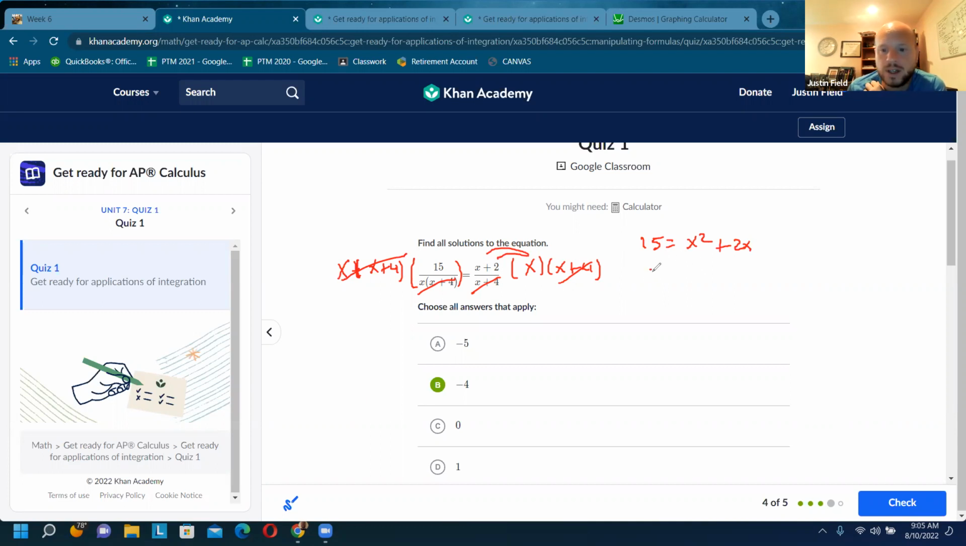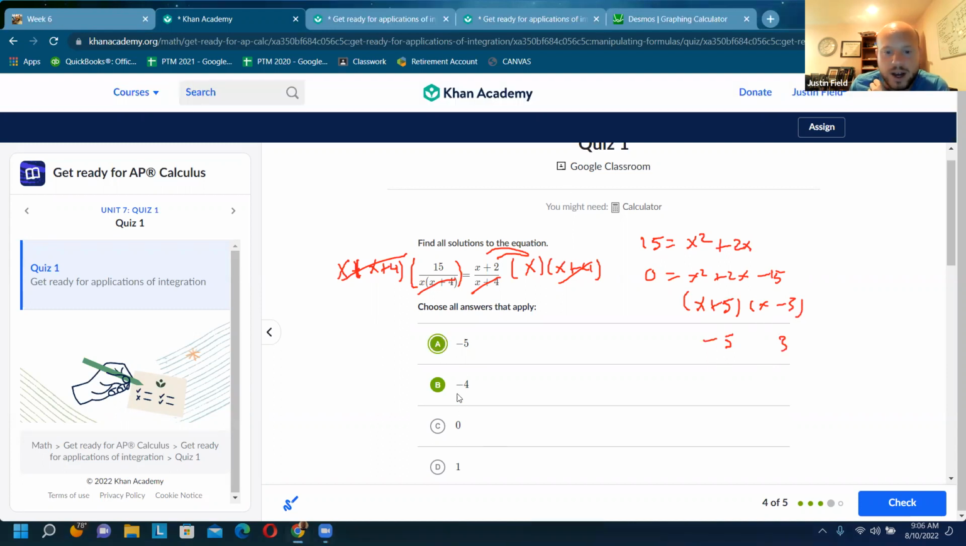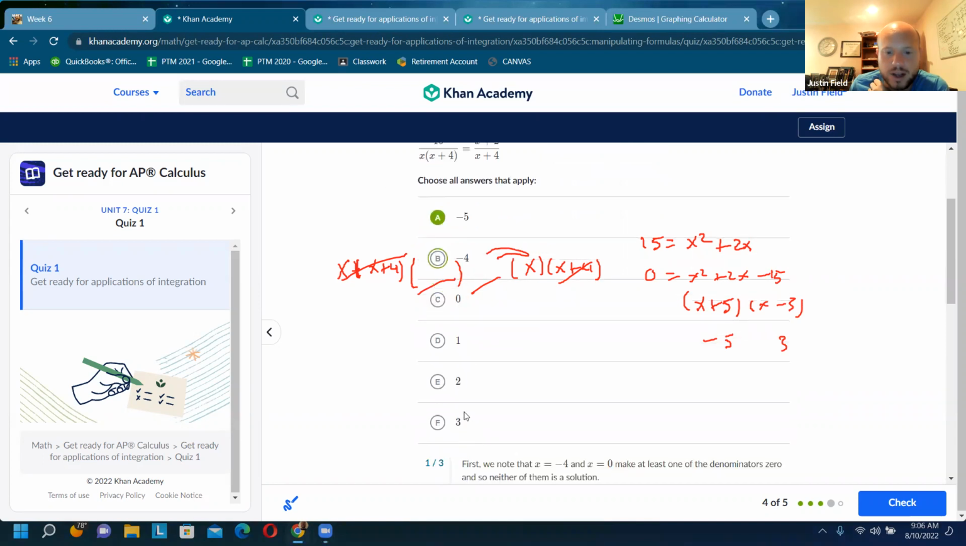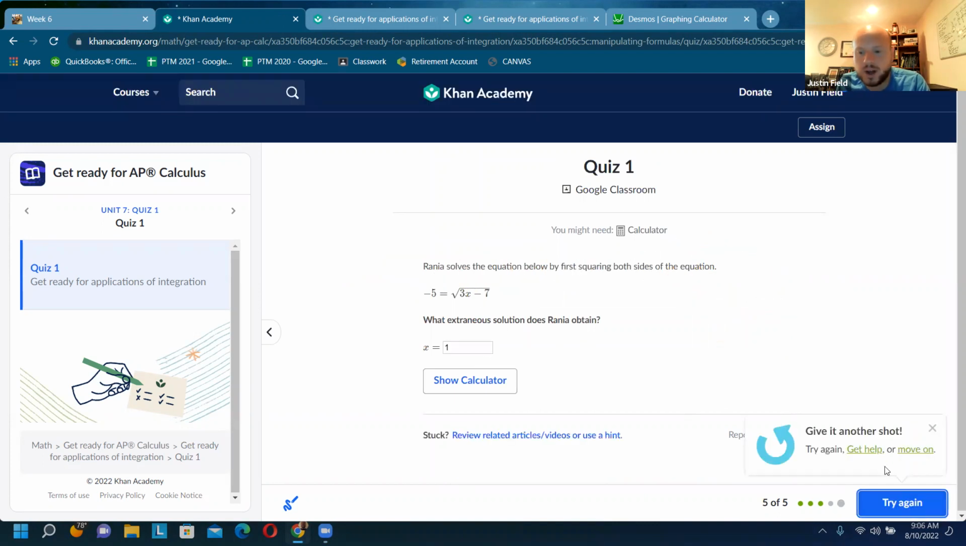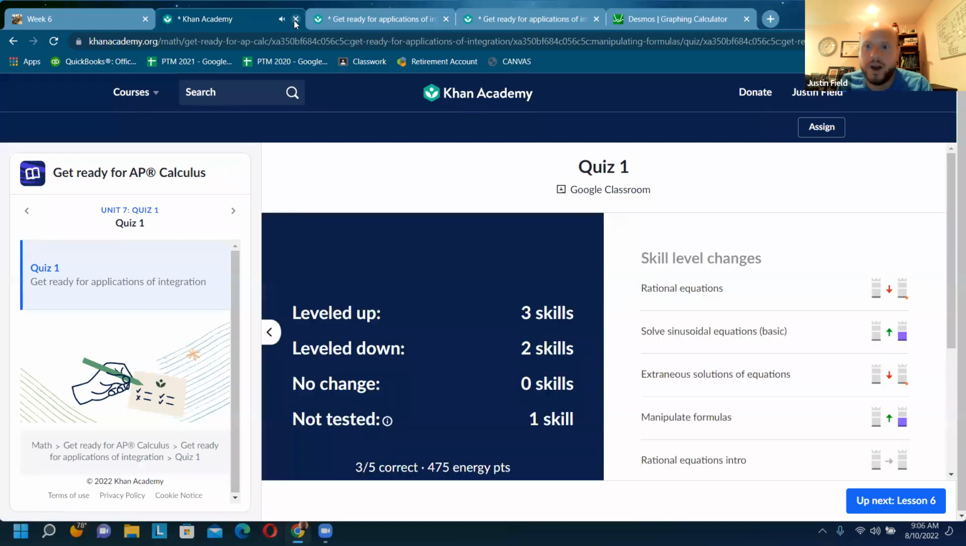So then if we just get the 15 over on the other side, okay, there you go, and 3 and 5, right? So +5 and -3, so -5 and +3 are the solutions. -5, not 4. I was just kidding about that. And +3. Not too bad. Okay. And so you can do this one, and we're done.